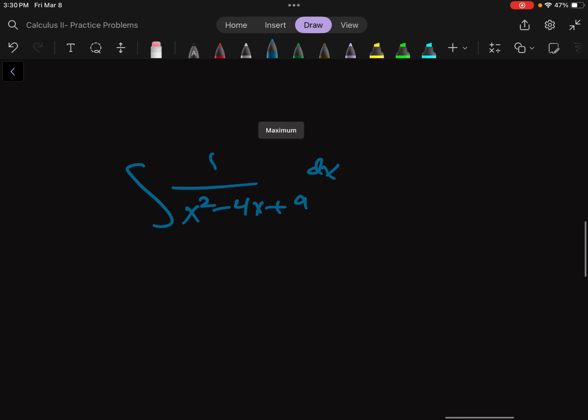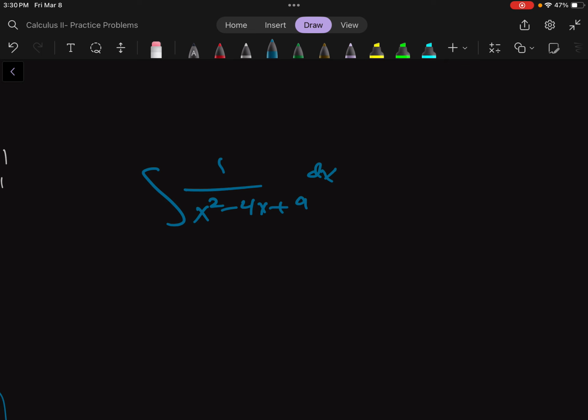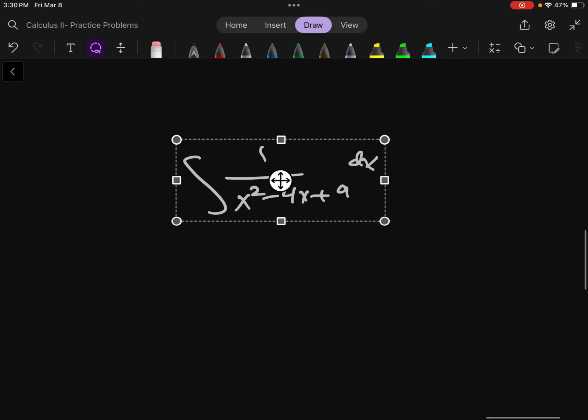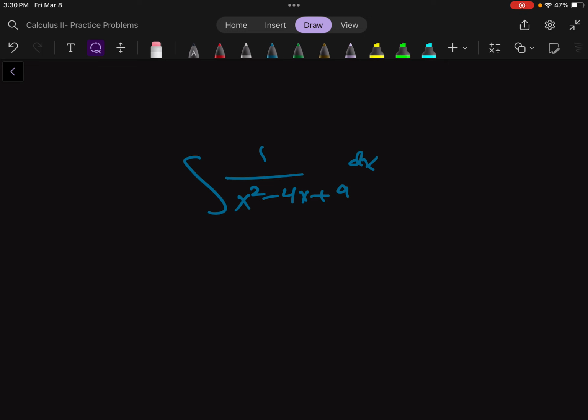Okay, now let's look at our final example. You might say, this doesn't look like an inverse trig integral. Can't we just make u the entire denominator? The issue with that is that we don't have a du, because if we make u equal to the denominator here, our du would be 2x minus 4, and we do not have that 2x minus 4. So what we can do is something we learned in college algebra, right? Completing the square.